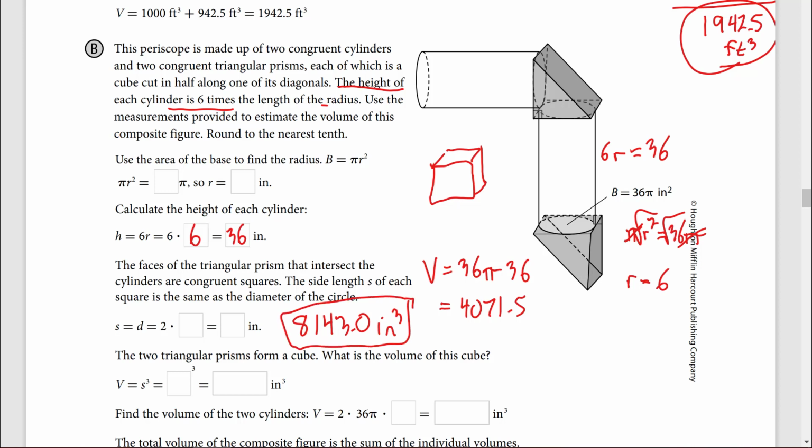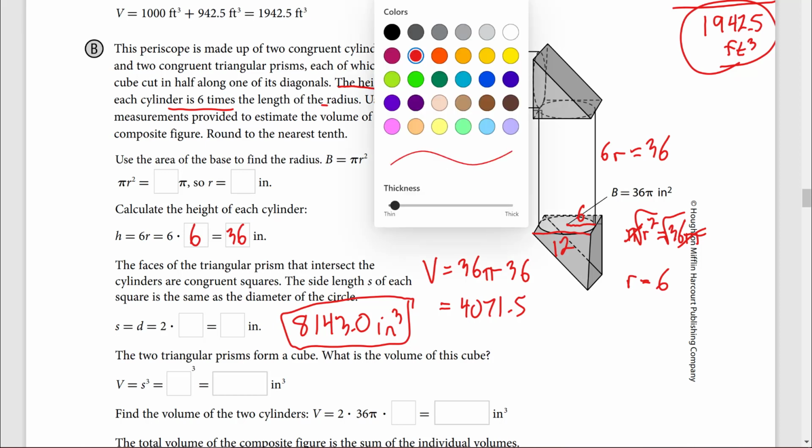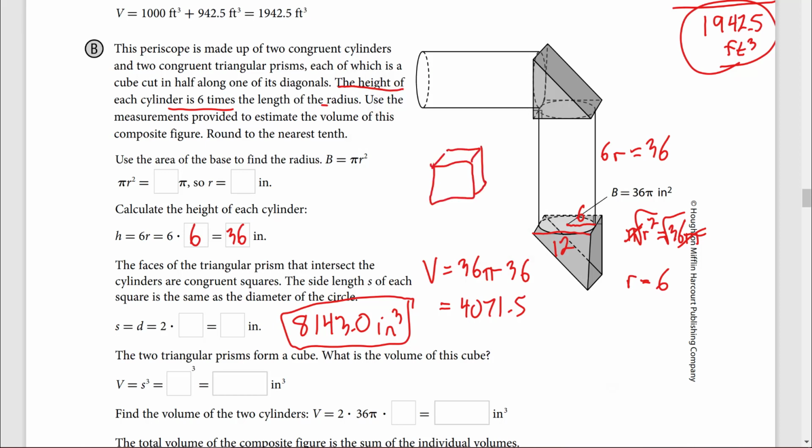That is my cylinders. Now let's take a look at the cube. How do we figure out the dimensions of the cube? Well, we're going to go back to that radius. That radius was 6. And that circle takes up the whole length of that cube, or that prism, which means the whole side length is going to be 12. And since it's a cube, we're looking at 12 by 12.